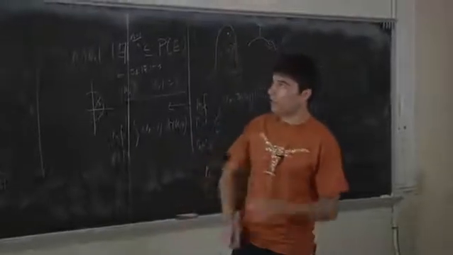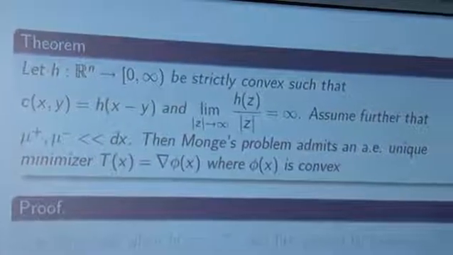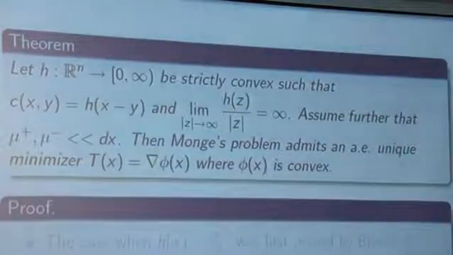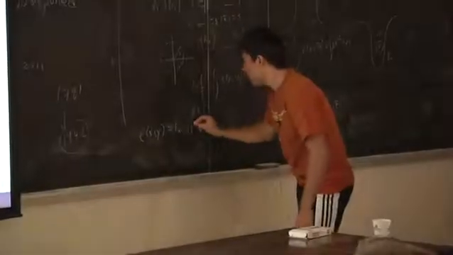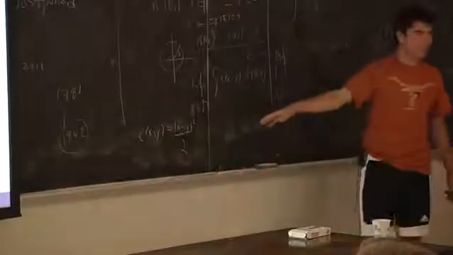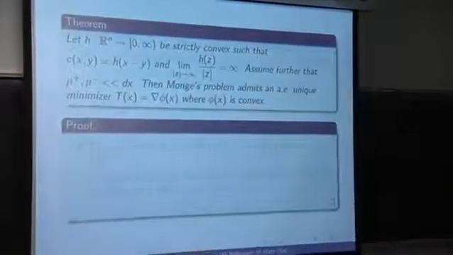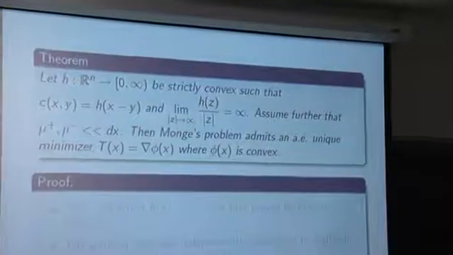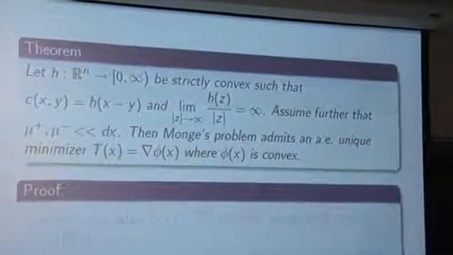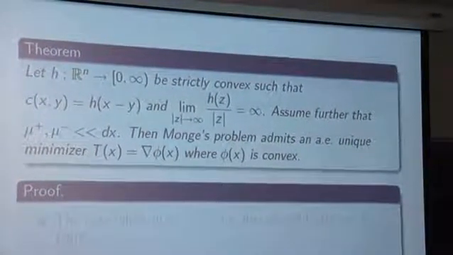But anyway, here's a theorem that says that if you have a strictly convex cost function, for the cost function, just always think of it as a quadratic. That's the nicest cost function you can imagine. Then the Monge problem is well posed, and up to a set of measure 0, the optimal transport map is actually unique. It's also the gradient of something convex. And you'll see how this property will help us prove the isoperimetric inequality.